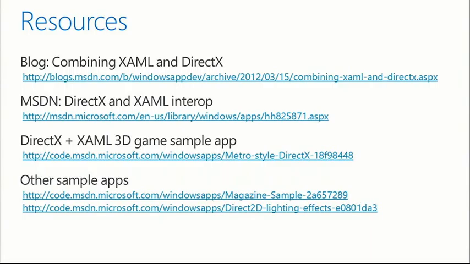So that's the XAML version. There's also a core window version, and they share most of the code, so you can really see how easy it is to move between them. And then there's a couple other sample apps you can also download and take a look at, including the magazine sample for the virtualizing surface image source.